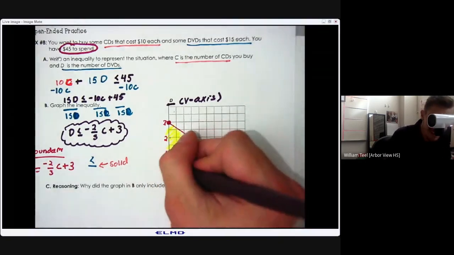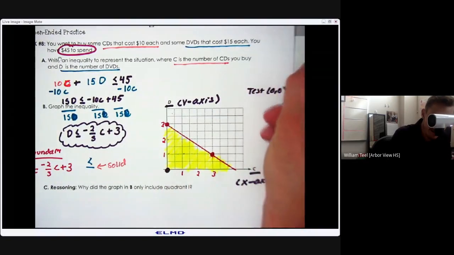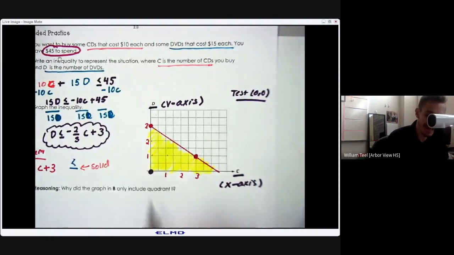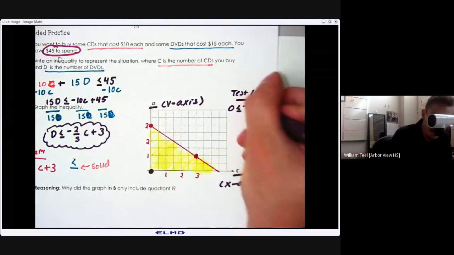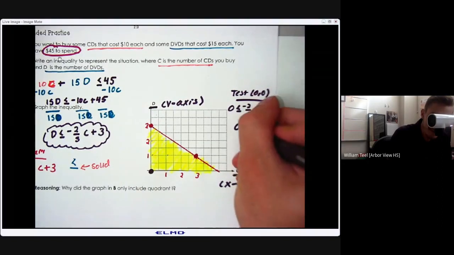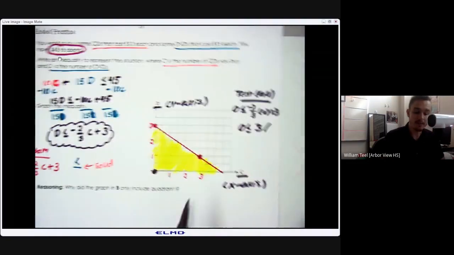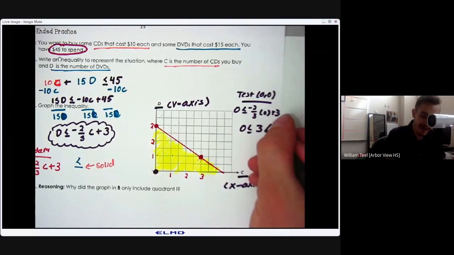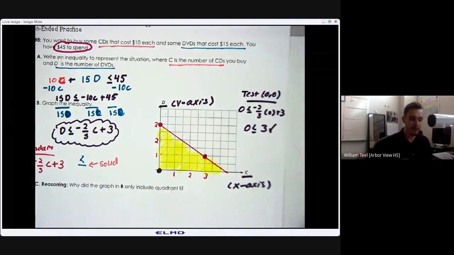So if you were to test, say 0, 0, so I'm going to say test 0, 0. All that you would do is plug that into the inequality. 0 is less than or equal to negative 2/3 times 0 plus 3. And we know that 0 is less than or equal to 3. So that means we're good to go. So we are shading right here where 0, 0 is. So that's correct.